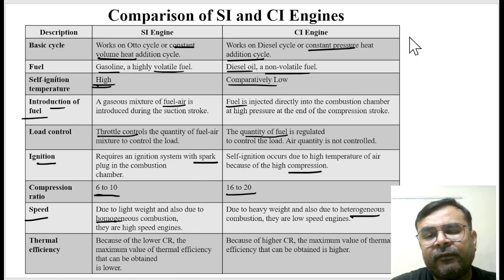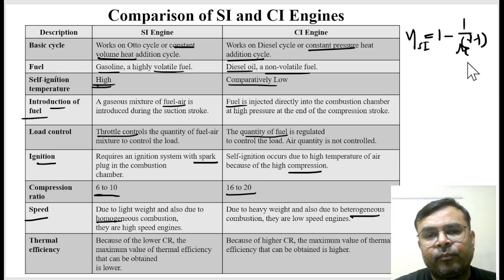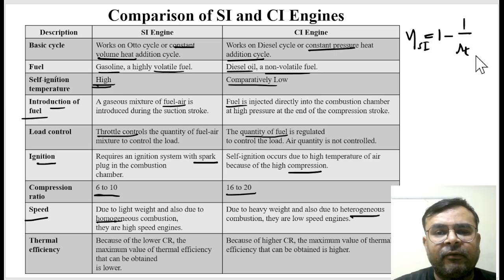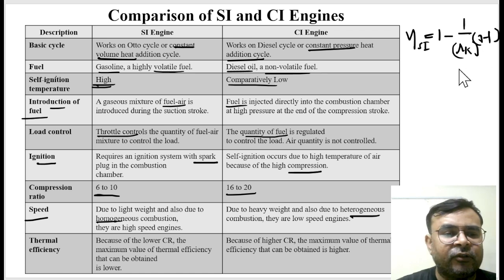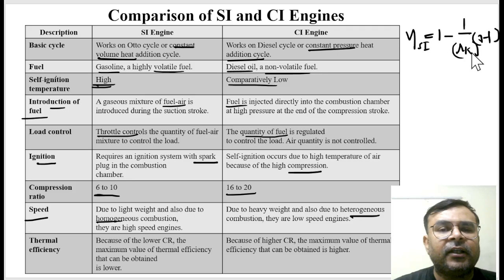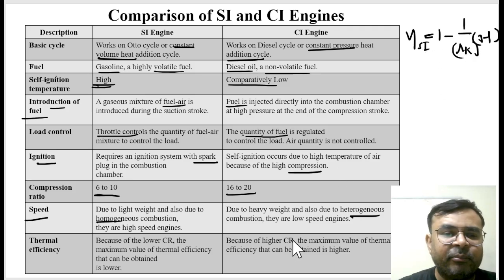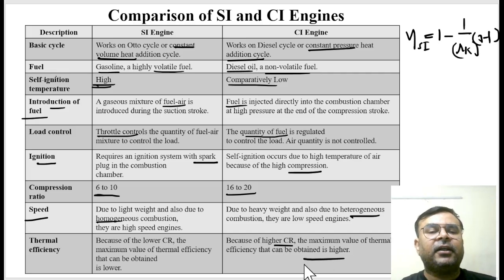Why? You can see the formula for the SI engine. If I write the efficiency formula, it will be written as 1 minus 1 by r_k to the power gamma minus 1, where r_k is the compression ratio. I actually forgot this relation exactly, so you can check it. Because of this reciprocal relation, a lower compression ratio leads to low thermal efficiency, while the high compression ratio of the CI engine leads to higher thermal efficiency.